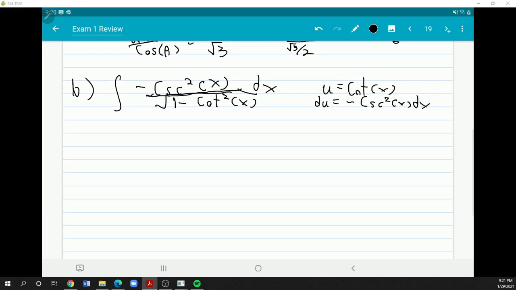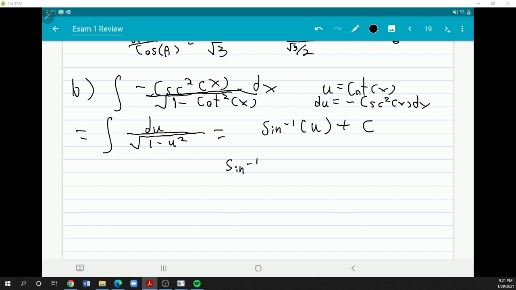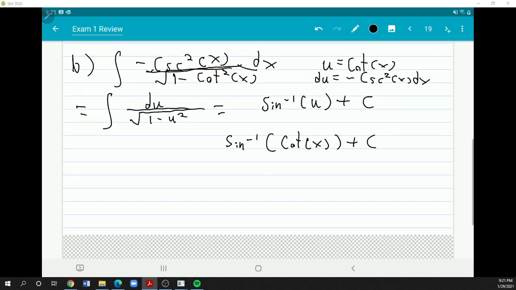Alright, this is looking promising. So this integral then is going to be the integral of du divided by square root 1 minus u squared. But then this is exactly sine inverse u plus c. Now we plug in and we get sine inverse of cotangent x plus c. So a not too unreasonable u substitution helps us out.